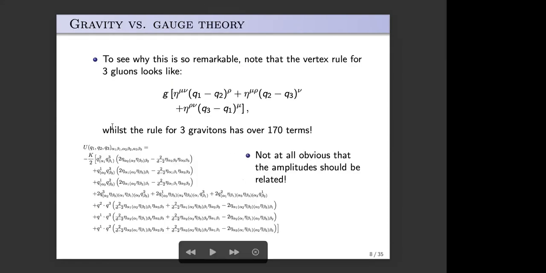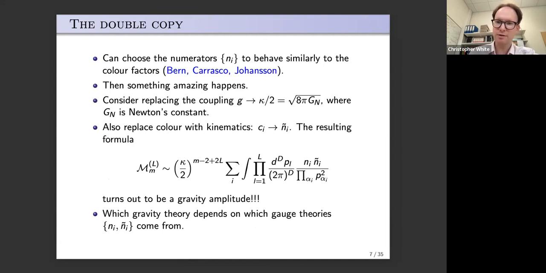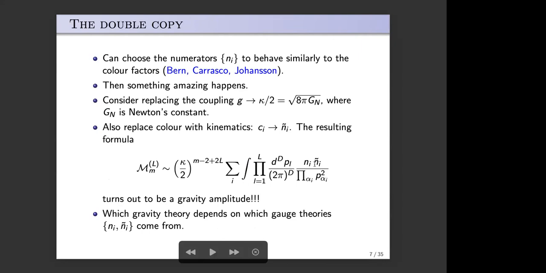Can I ask something? Yeah, sure. This is different as compared to if I just take a gauge theory amplitude and square it, right? Yeah, that's right. You've not taken the square of the amplitude, you've taken a bit of the amplitude and taken 2 copies of it. I see. And suppose I had taken the square, I would have got only one class of this n_i, n_i tilde, or I would not get any gravity thing.